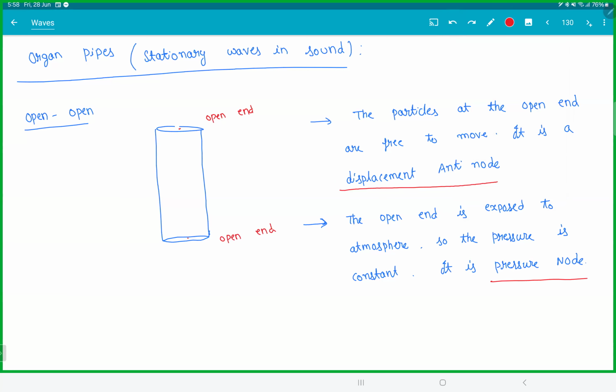So we prefer to study in terms of pressure. We prefer, but there is nothing stopping you from studying in terms of displacement. So questions can be framed.